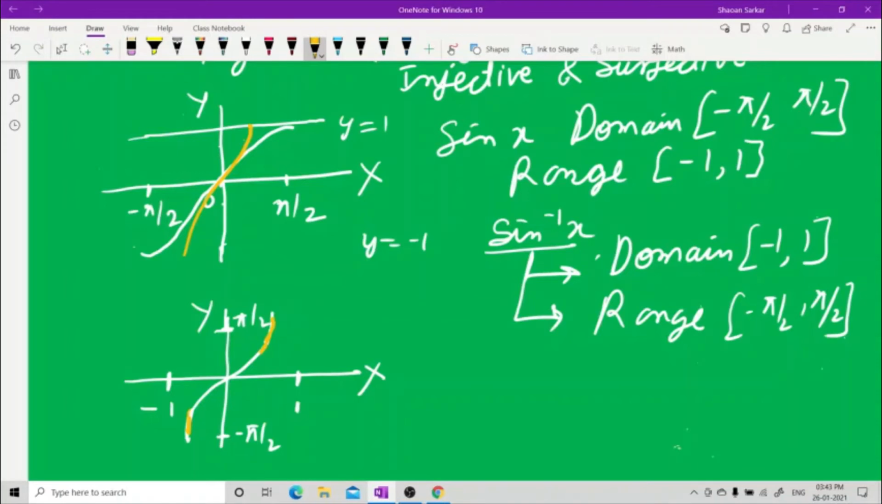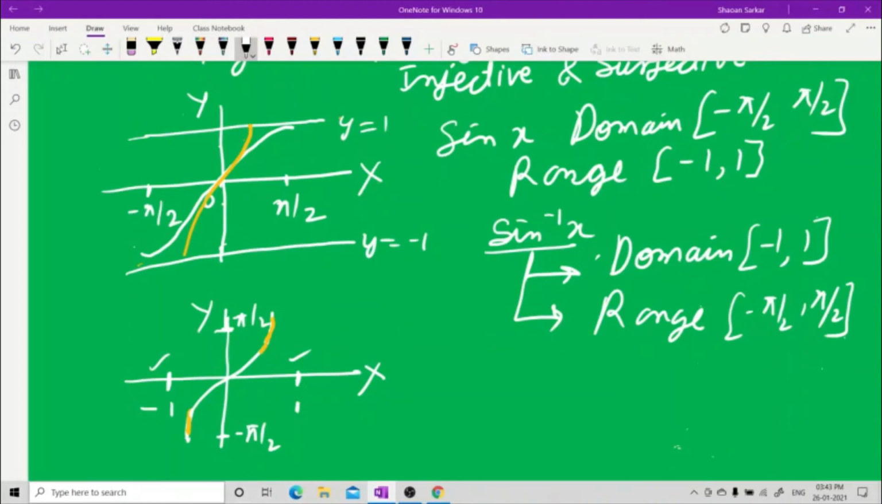देखो, जो पहले पाई -π/2 था एक्स एक्सिस में, अब वो बन जाएगा -1, 1, और जो पहले यहाँ पे 1 और -1 था, ये वाला लाइन जो -1 का लाइन था, वो अब ये +1 और -1 यहाँ आ जाएगा. दिस इज द वे साइन इनवर्स ग्राफ.